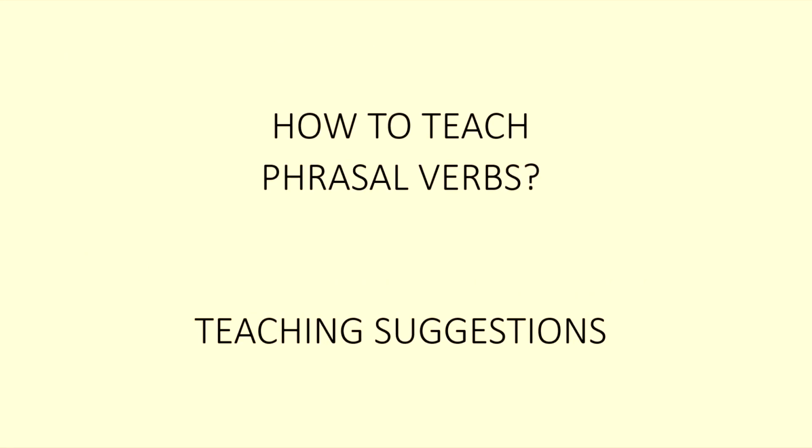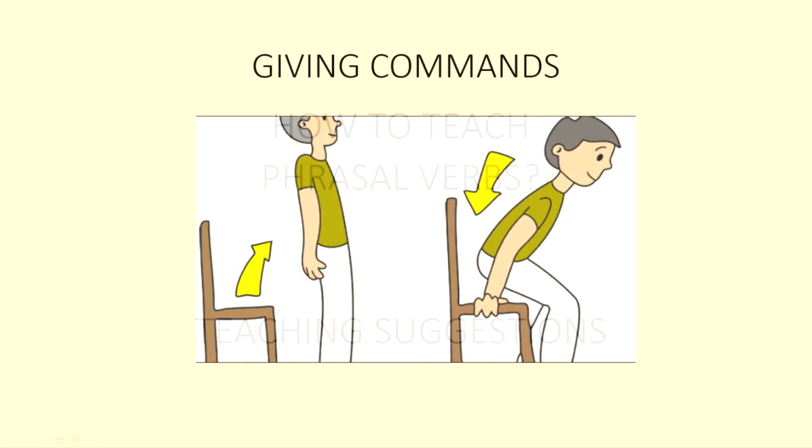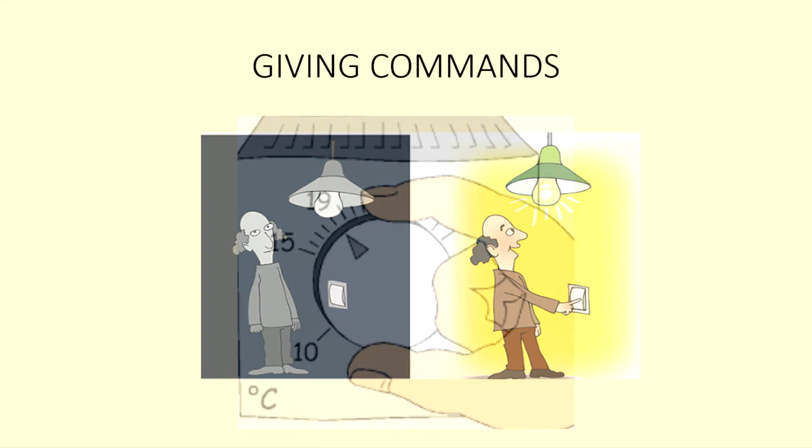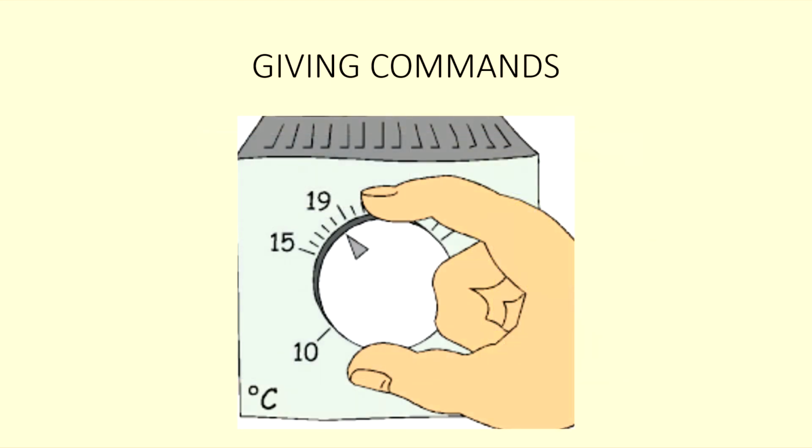How to teach phrasal verbs. Teaching suggestions. Many teachers like to begin to introduce the concept of phrasal verbs using total physical response. Giving commands such as stand up, sit down, turn on, turn off, turn up, turn down, and so forth, you get students used to the fact that certain verbs in English are composed of two forms, and the exercise will have students begin to associate meaning with certain common forms.